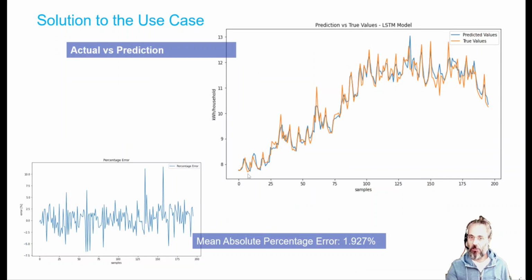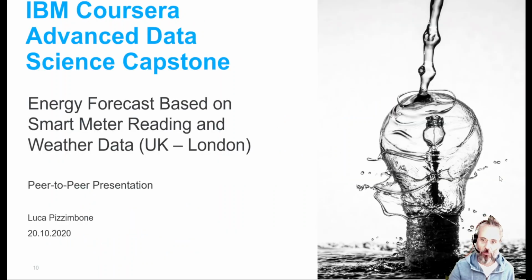In these slides, we see the actual versus predicted values, and these are the results for the LSTM model, the selected model, and we see that they are relatively good. We also see the mean absolute percentage error, which is equal to 1.927, and the absolute percentage error for each sample, where we can see that the maximum was a little bit higher than 10%, but still lower than 12.5% for a few points. This is the end of the first presentation.